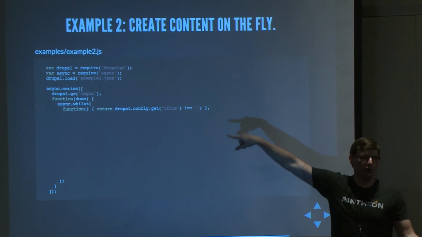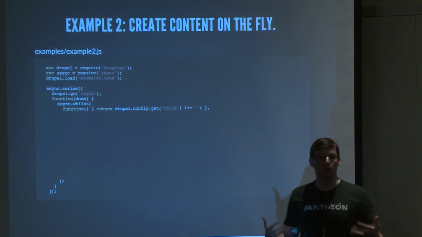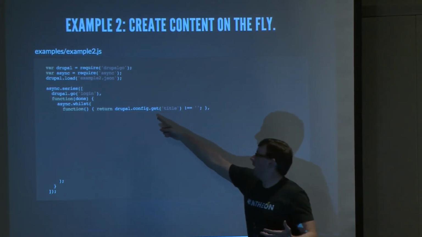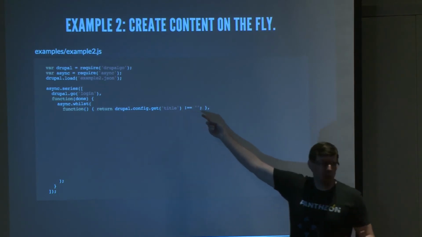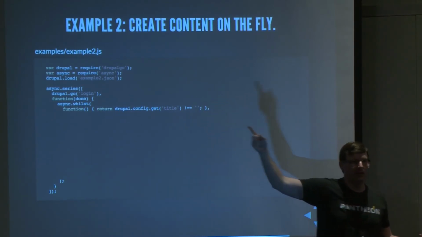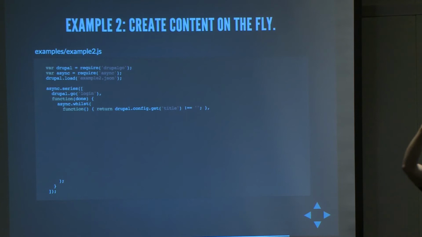Here I actually am returning the condition. My condition is that I want to get the title and they actually provide something. If they provide an empty string, that will return false, and the whilst function will kick out. The second callback is what I want to do for every iteration, and it also passes in this node done parameter.